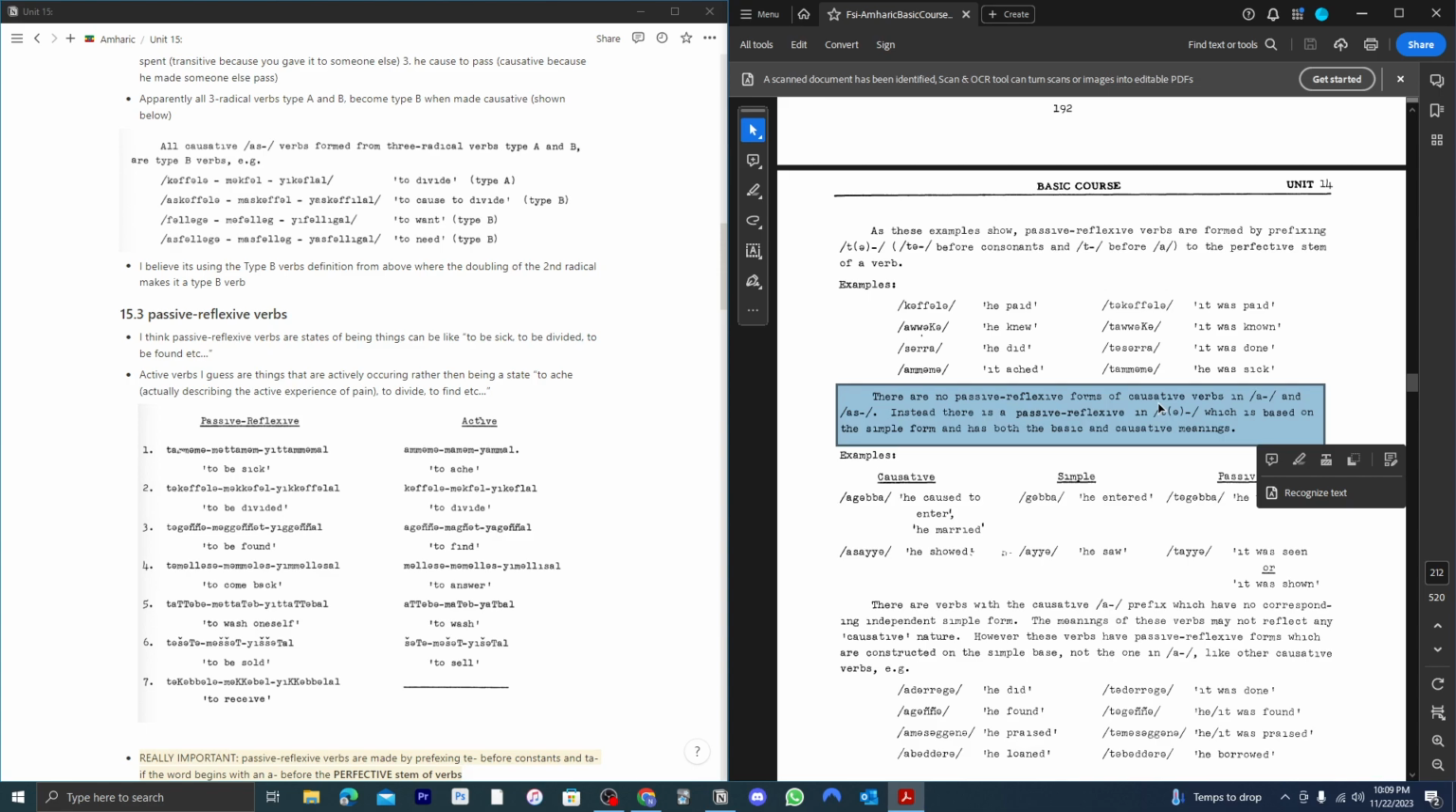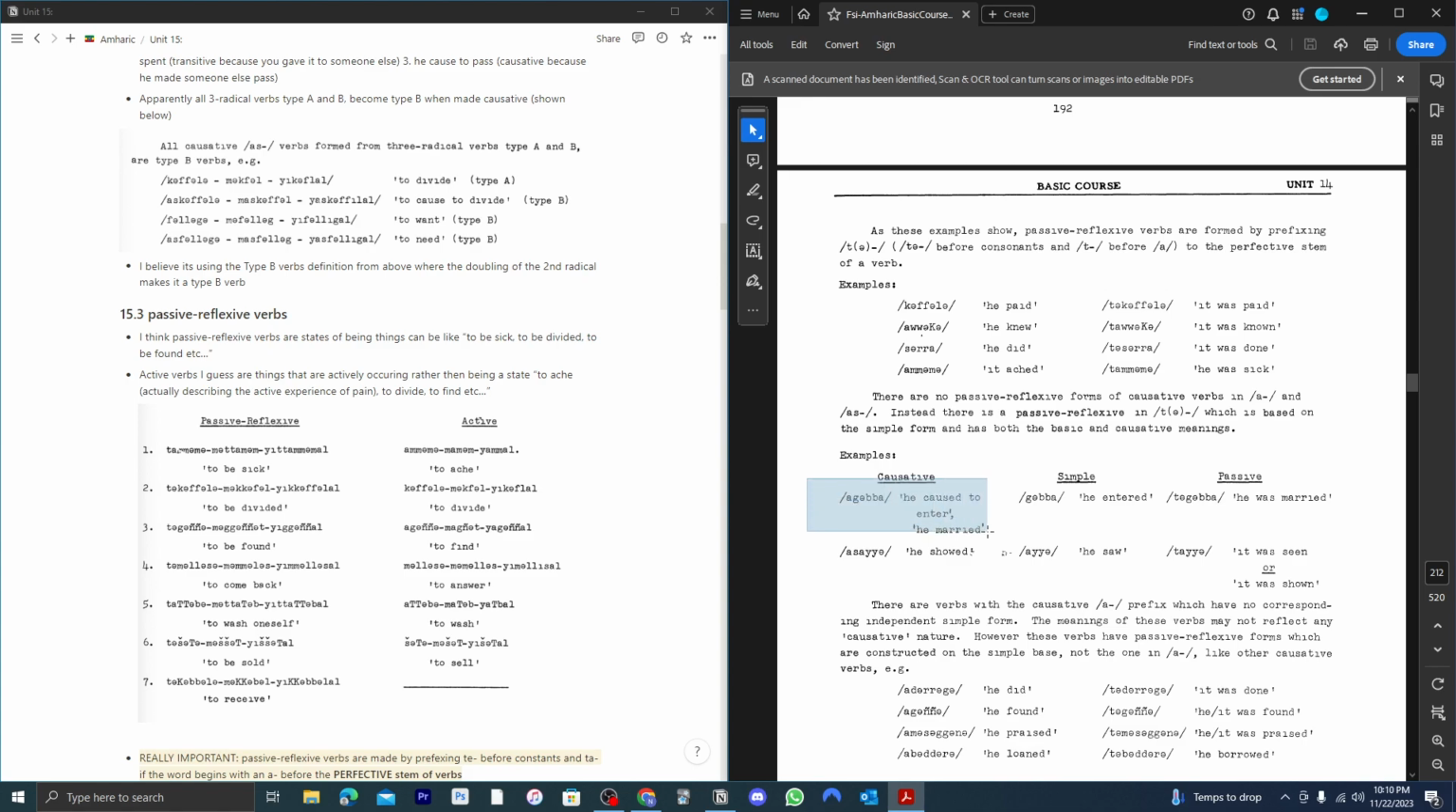Like masfällig. Okay, so I remember what it's saying. Instead, there's a passive reflexive in the te, which is based on the simple form and has both the basic and causative meaning. Right. So megbot means to enter. He caused to enter. Interesting. Megbot is he entered, right? Askeba is he caused to enter, is what I thought.